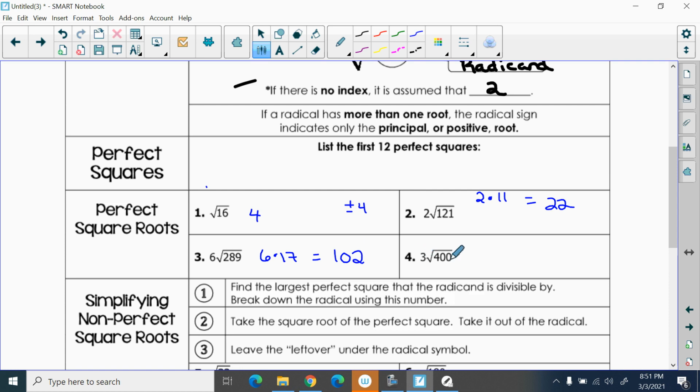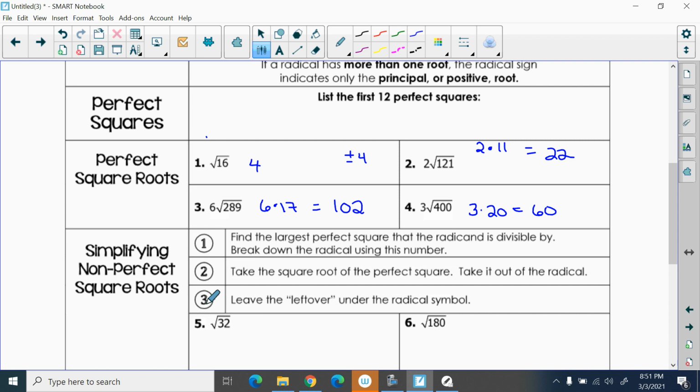And then 3 times 400. So the square root of 400 is 20. So that's going to be 3 times 20, which is equal to 60. Okay? So real easy when we have perfect squares. But what happens when we don't have perfect squares?